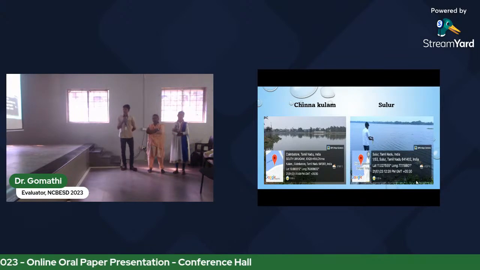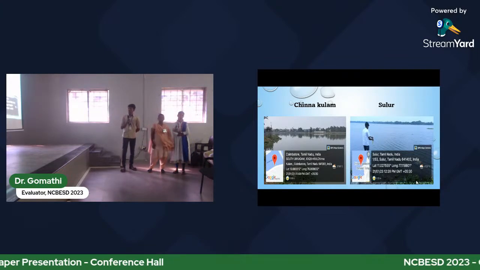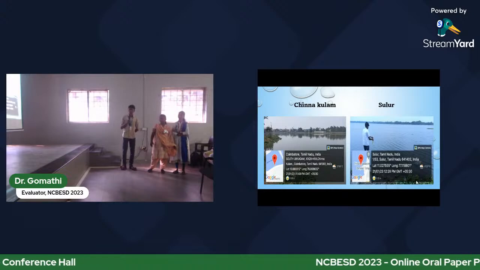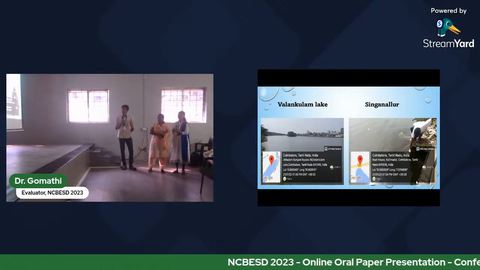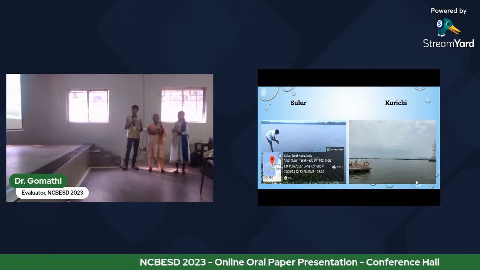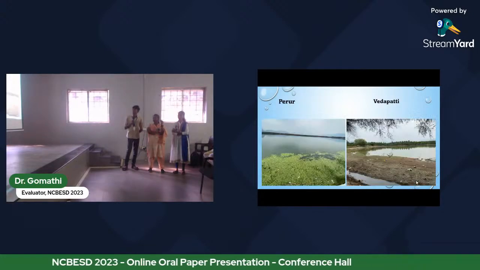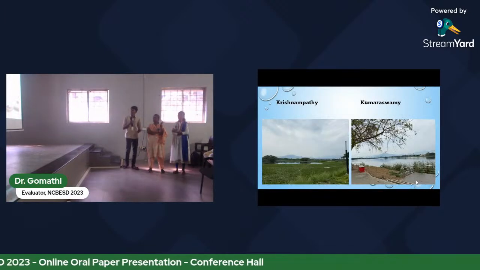This picture is ground collection in the study area. Chinnakulam, next Balagulam, Singanallur. Kurichi, Peru, Vedapalli, Krishnapalli, Kumaraswamy.